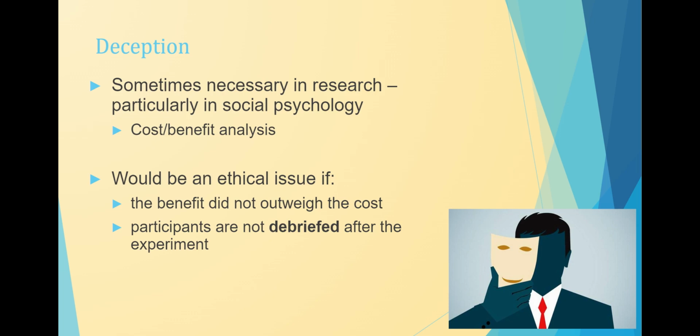Also, we talk about deception, which is the first introduction to the ethical issues. So deception is sometimes necessary in research, particularly in social psychology. We see it come up time and time again in the social influence module. And I talk through what deception is in terms of lying to participants. We need to weigh up a cost-benefit analysis. It would be an ethical issue if the benefit did not outweigh the cost, or if the participants were not debriefed after the experiment.